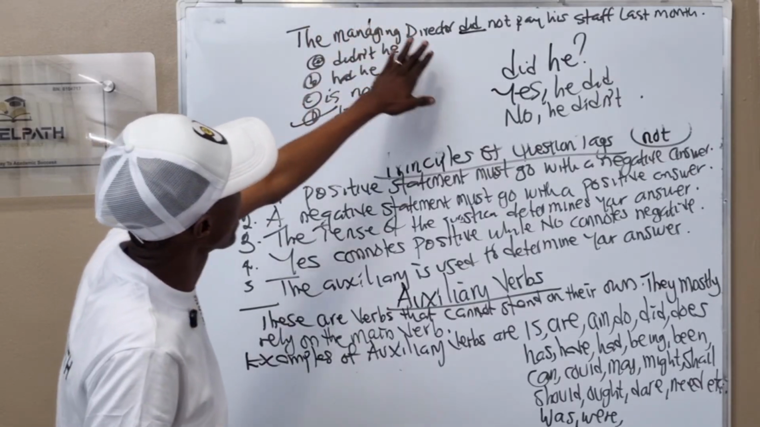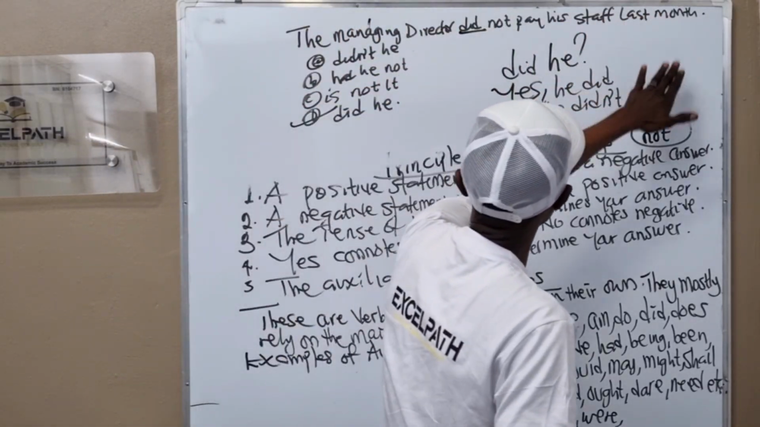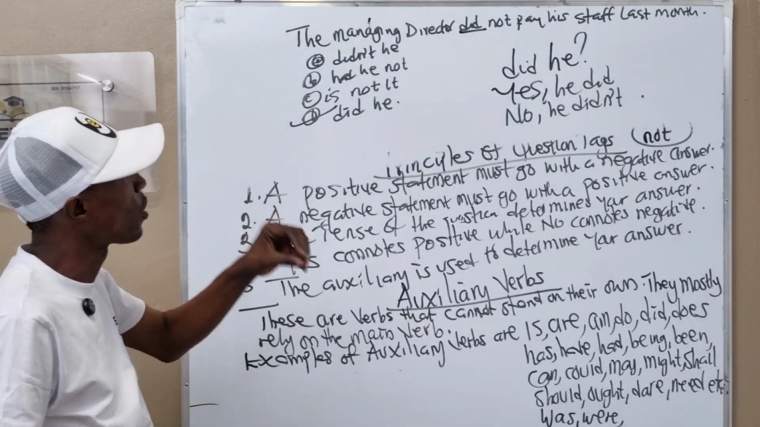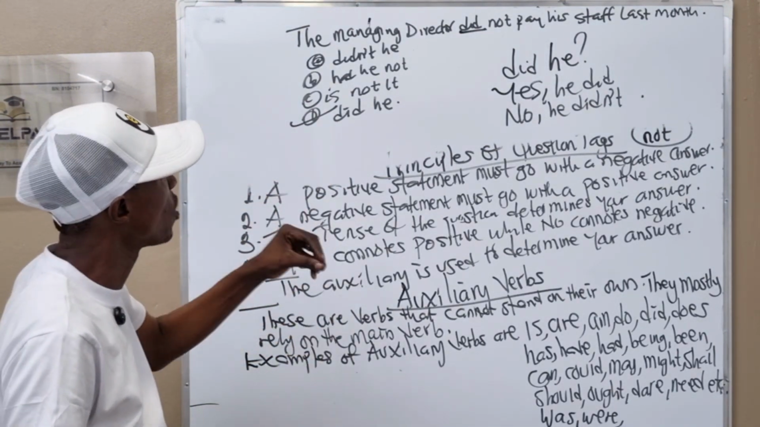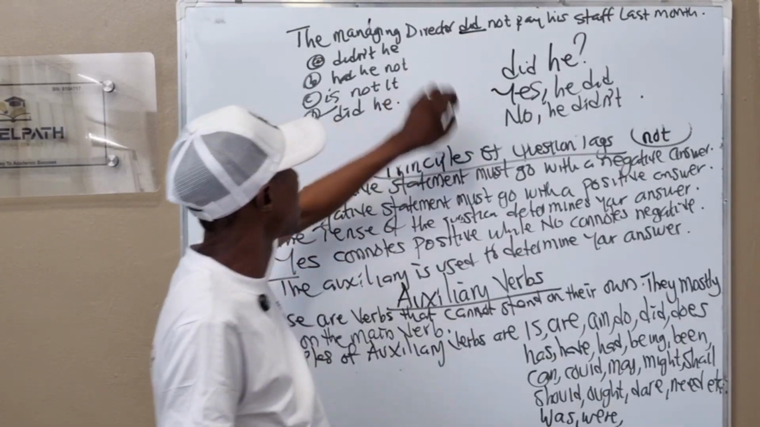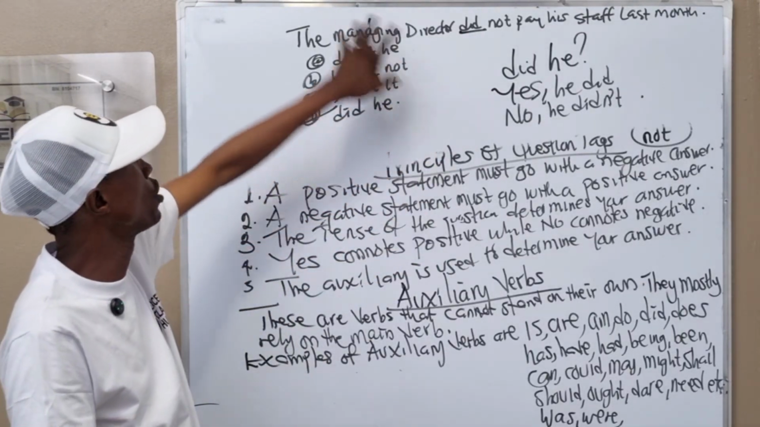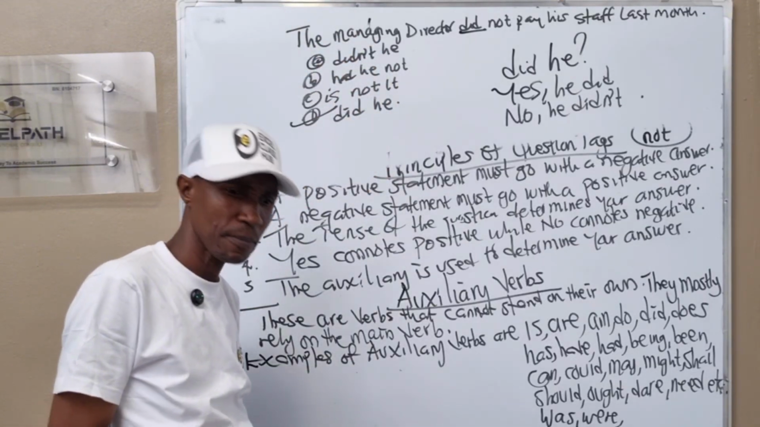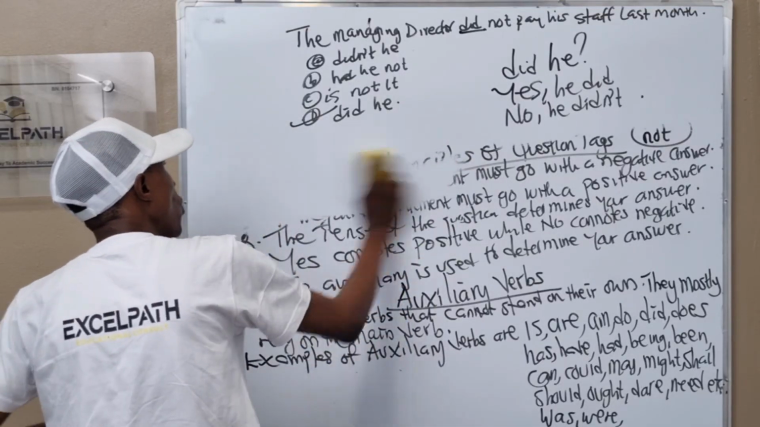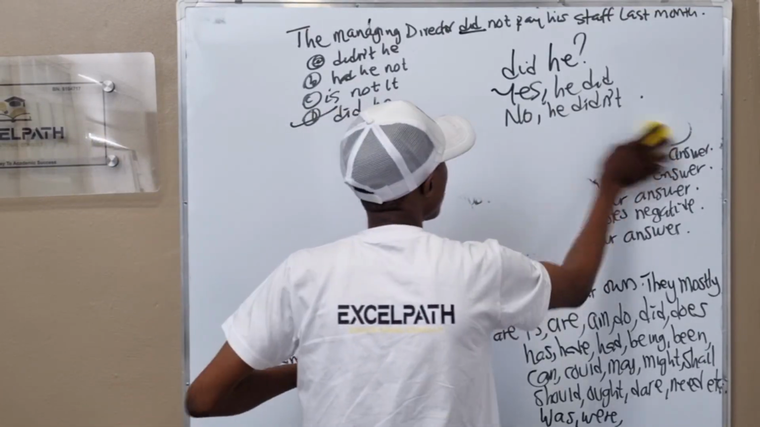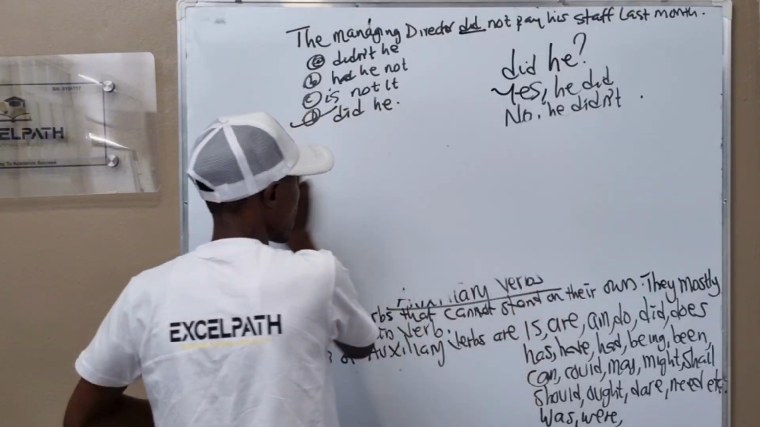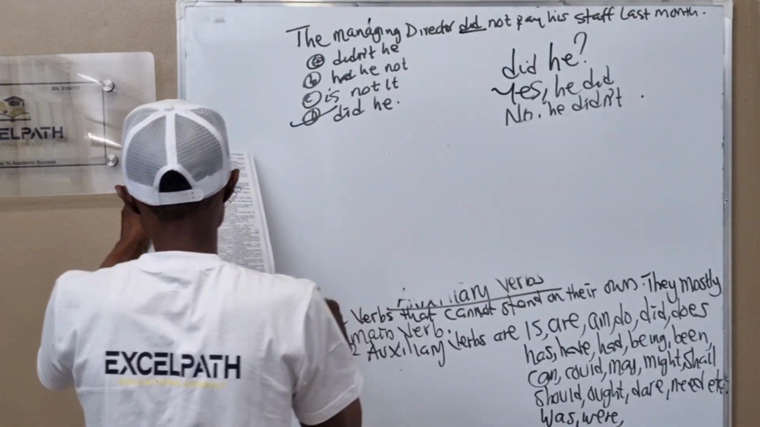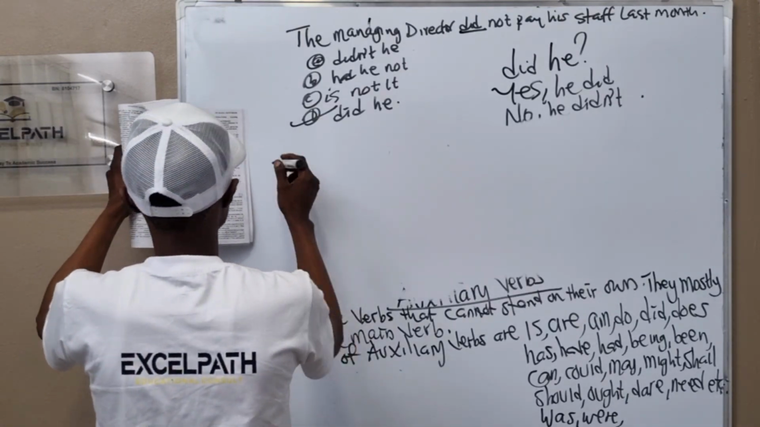So the managing director did not pay his staff last month. It is a negative statement and must go with a positive answer. What is the auxiliary verb there? "Did". And that determines your answer. You join your noun or your pronoun to it, then the answer becomes "did he". So these are ways to get questions under question tag. Let's look at this example again, same 1978, question 87.